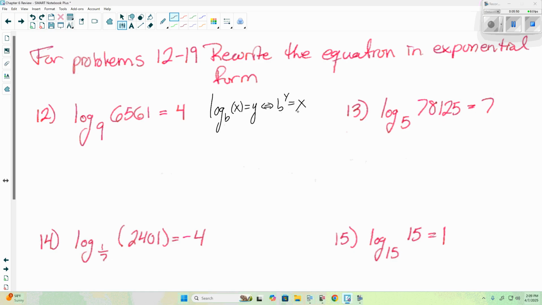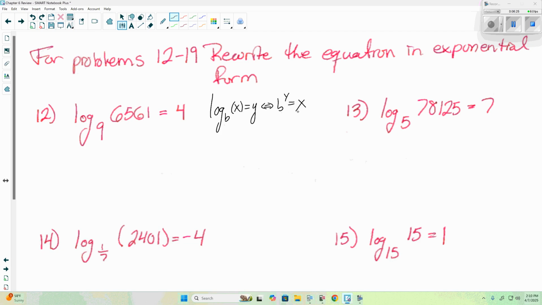Next one we're looking at are these here. Rewrite each equation in exponential form. We're going from logarithmic to exponential. Log base b of x equals y if and only if b to the y is equal to x. If and only if, just an arrow going both ways, saying that we can go from one to the other. If one's true, the other has to be true.